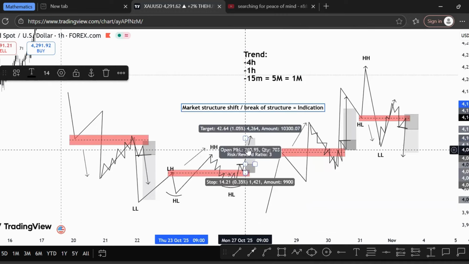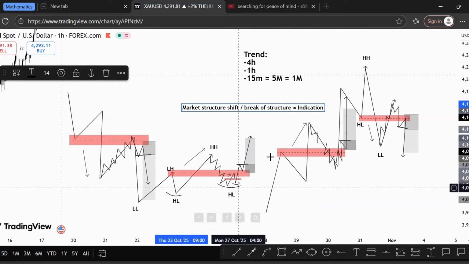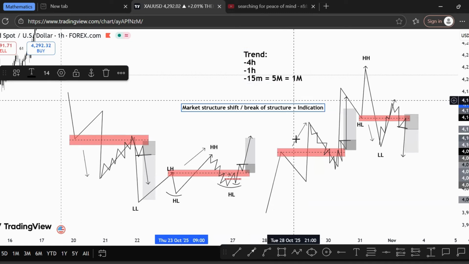And those market structure shifts, because if 15 minutes is the trend, then the corrections and all those kinds of things, the continuations, will happen on 5 minutes or 1 minute.